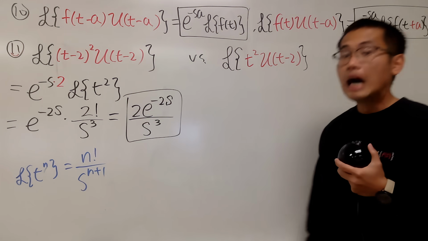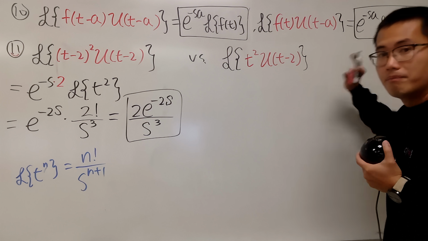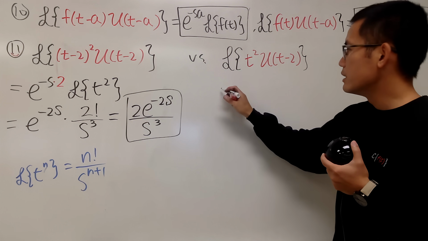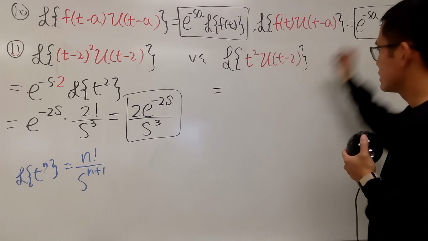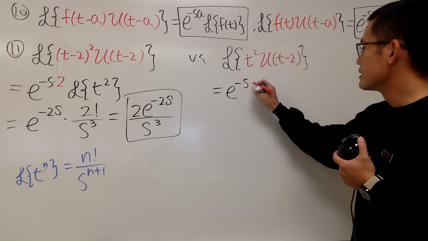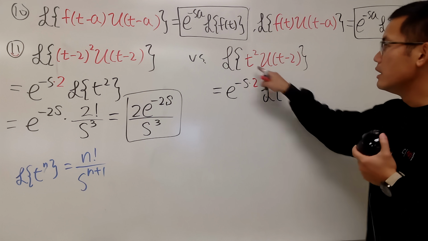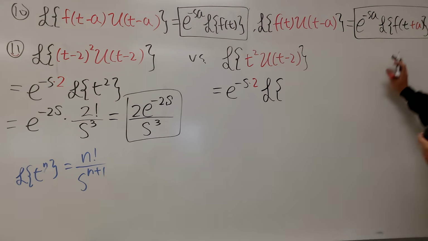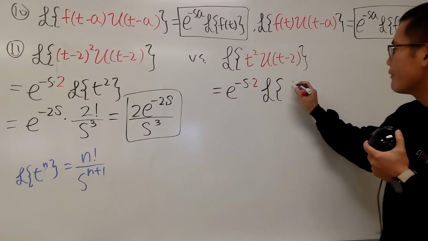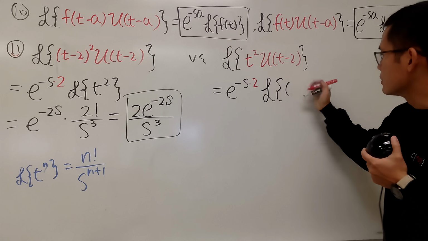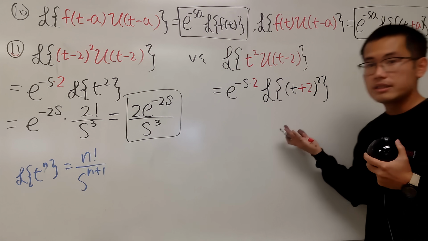Now, have a look here. How to do it? The inputs are not the same anymore, but we can use this right here, right? So what we have to do is, first, notice that our a is again 2. So go ahead and do this, which is e to the negative s times 2. Then what we are going to do is multiply by the Laplace transform. The function here is t squared, but in this case you have to do t plus a inside of the function. So we will have to put t plus 2. So I'll just write down t plus 2 inside of the function, and then we have to work this out.